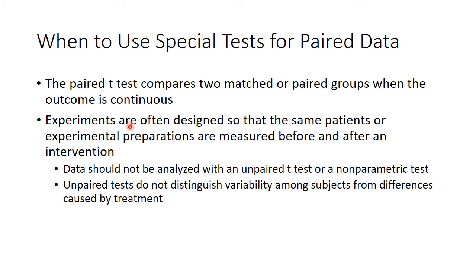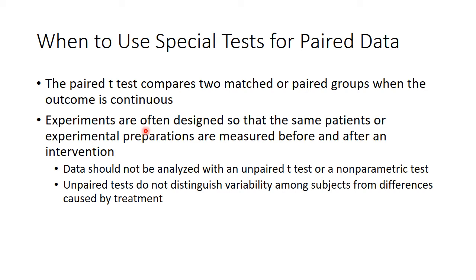The experiments are going to be designed so that you're either looking at the same patients or the same experimental preparations, usually in a before or after intervention kind of scenario. So say, for instance, you're measuring patients' blood pressure before they receive treatment and after treatment, right? Because it's the same patients, you need to take that variability into account. It would not be appropriate to use an unpaired t-test because unpaired t-tests assume that all the patients are not related to one another.